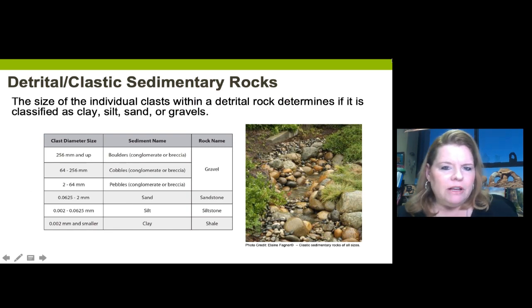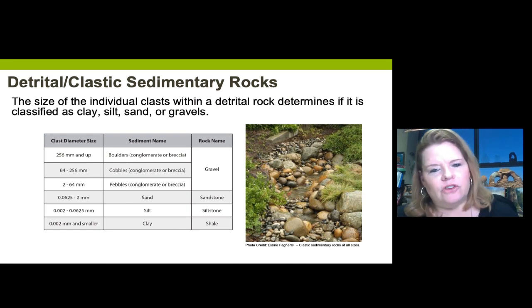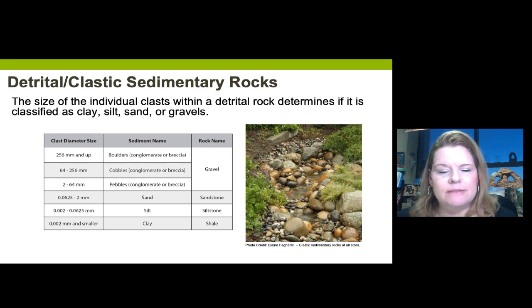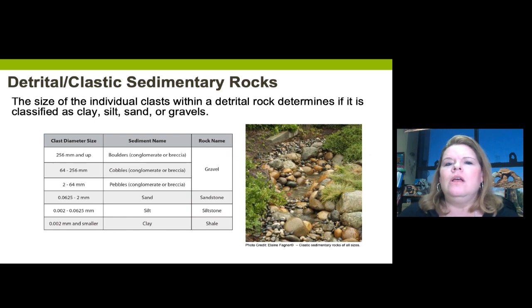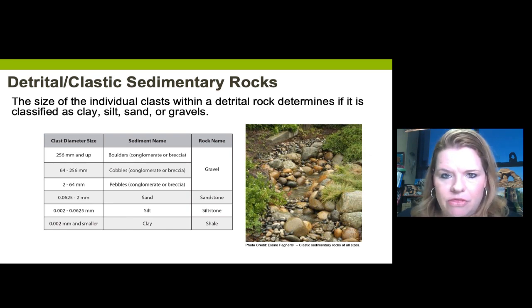That brings me to the sediment size chart. The size of individual clasts within any given detrital sedimentary rock determines if it is classified as clay, silt, sand, or gravels. So why do we care about them?